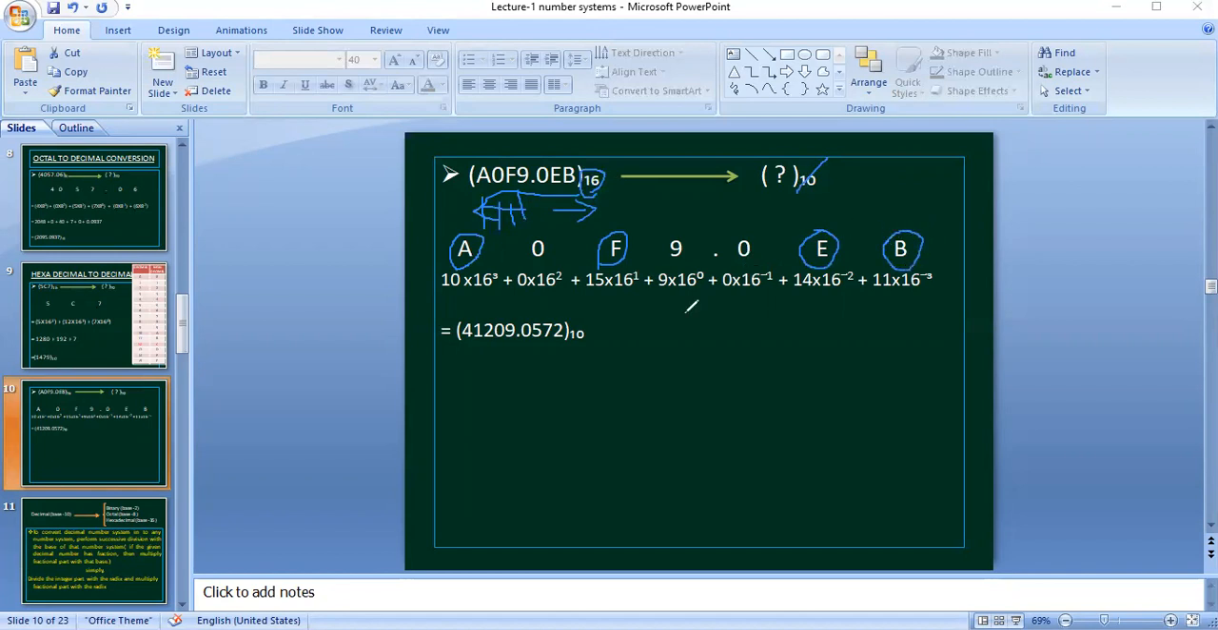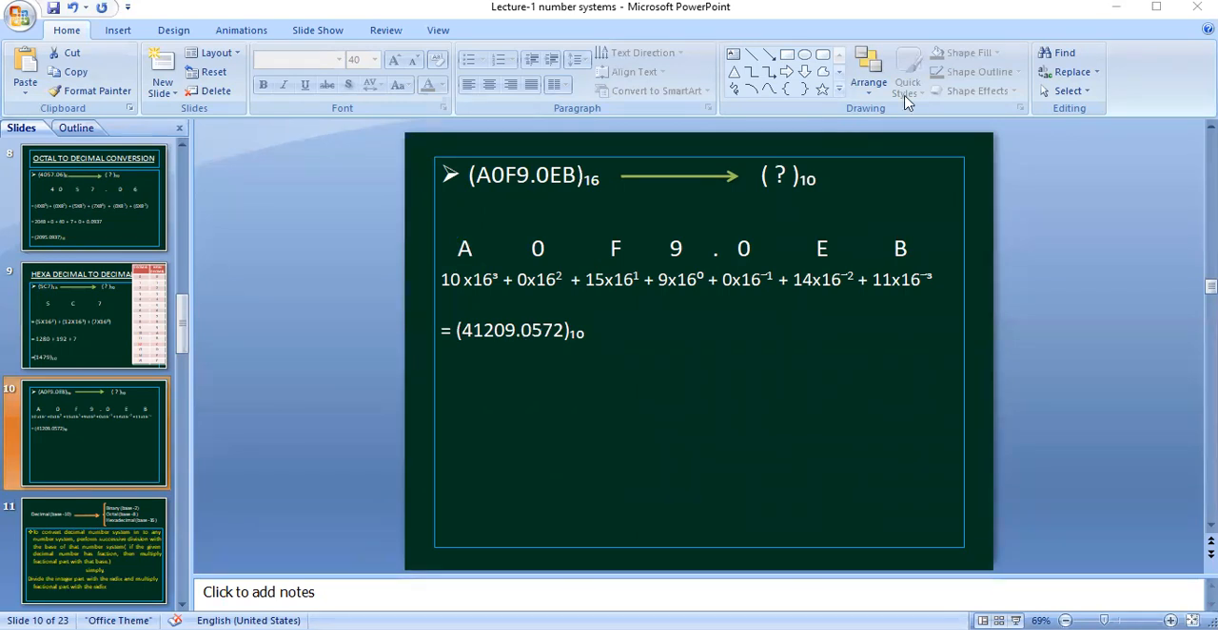What you have to do? You have to multiply each digit by its corresponding positional weight and then add all the product terms. You will get the decimal equivalent. So this is the equivalent decimal number for the given hexadecimal number. Okay. So this is the actual procedure.